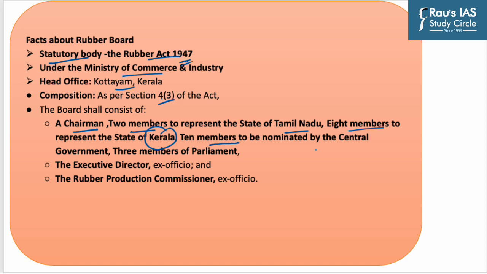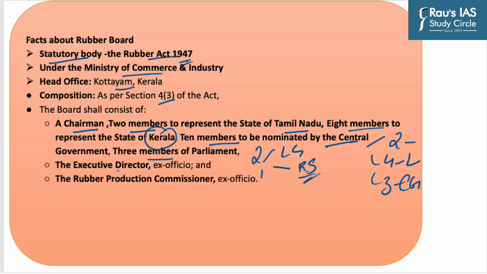Then 10 members to be nominated by the central government, of whom 2 shall represent the manufacturers and 4 labourers, and 3 to be nominated by the central government, of whom 2 shall be from the Department of Commerce and 1 from the Department of Agriculture and Cooperation. Now 3 members of Parliament, of whom 2 shall be elected by the Lok Sabha and 1 by the Council of States, that is Rajya Sabha, and the Executive Director and the Rubber Production Commissioner. So this is all about composition of Rubber Board.